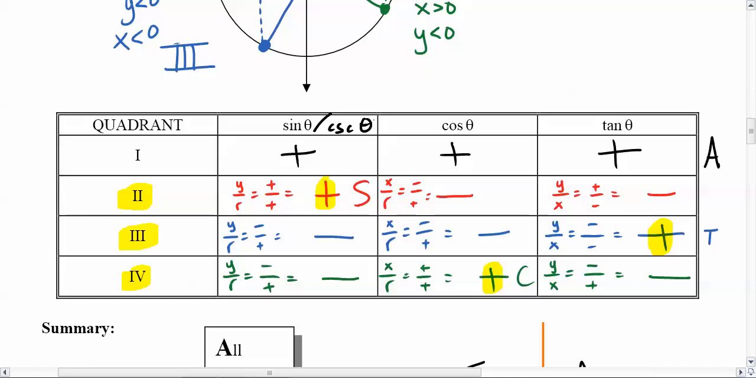You can write that into your table. Secant is positive in the same places as cosine. And cotangent is positive in the same places as tangent.